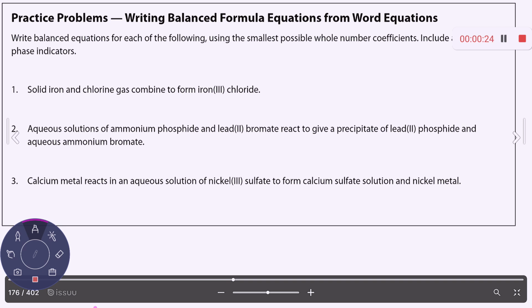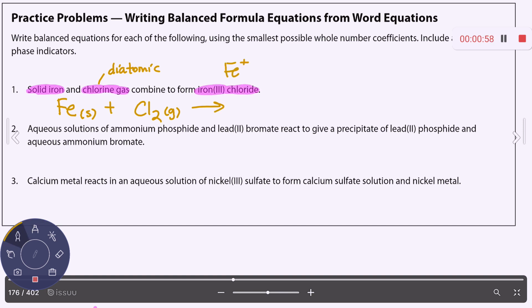So for number 1, it says we've got solid iron. So that means I have Fe, and then I would need to put its state of matter in because they told me what it was. Then we're combining it with chlorine gas. So that means we have plus. Chlorine is a diatomic element, right? When it's pure, it exists as 2 stuck together, so you have to put Cl2. This is from that upside down L on the right-hand side of your periodic table. It's a gas, okay? We are forming, so we put an arrow, iron 3 chloride.